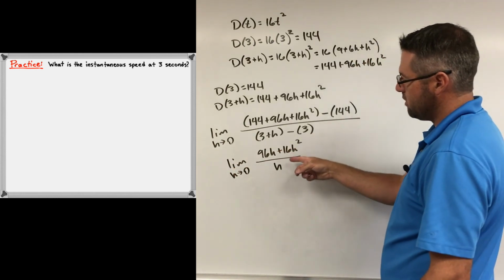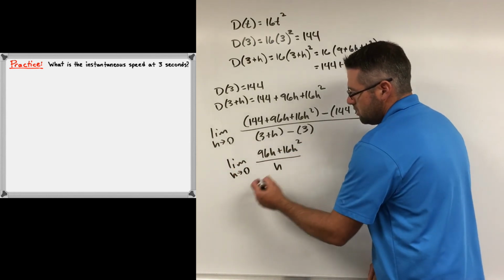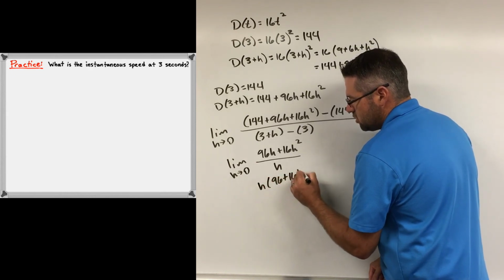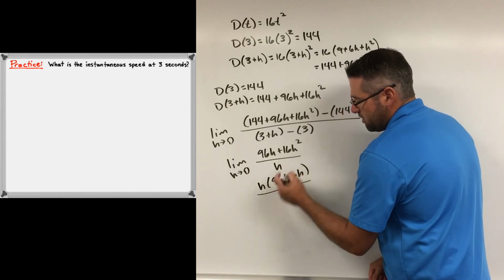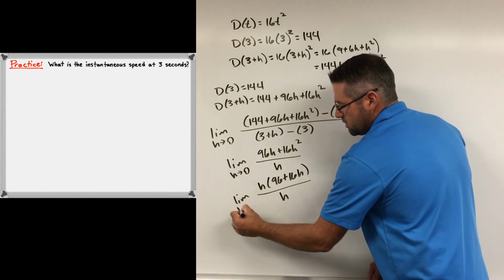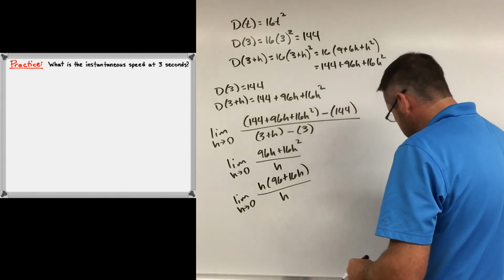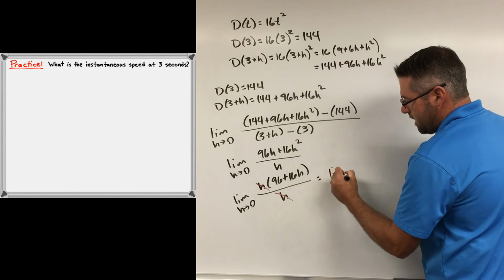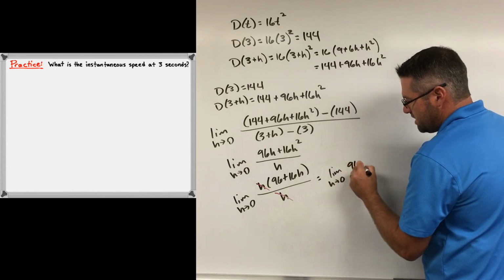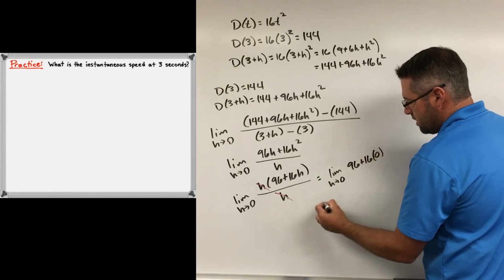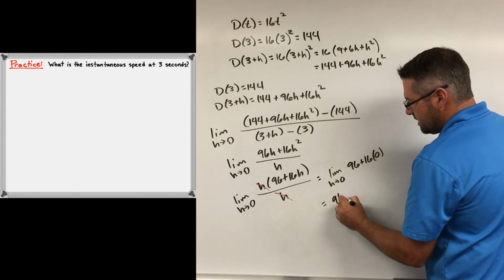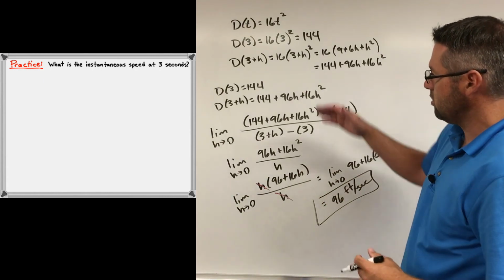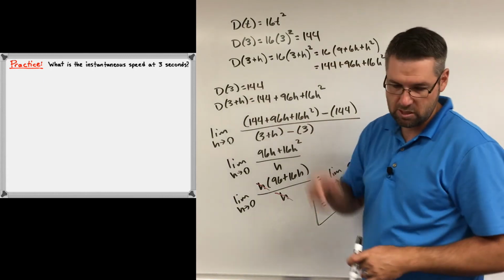If I plug in 0 here now, I get 0 over 0, which is indeterminate. So I'm going to try factoring. So I'll factor out an h. And I could factor out other things, but there's no need, because the issue that I have a problem with is the h. So I'm just going to factor out the h if I can. The h's reduce. And so you're left with the limit as h approaches 0 of 96 plus 16 times 0, which is 96 feet per second. So the particle was traveling 96 feet per second when t equals 3.